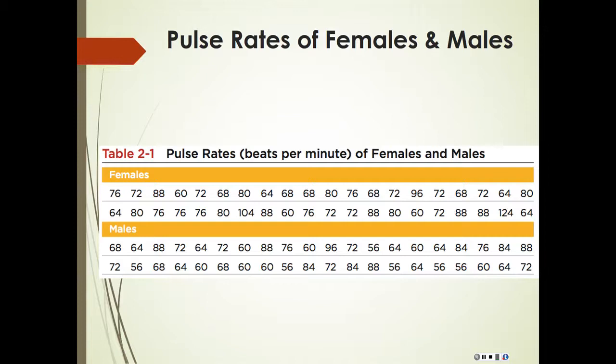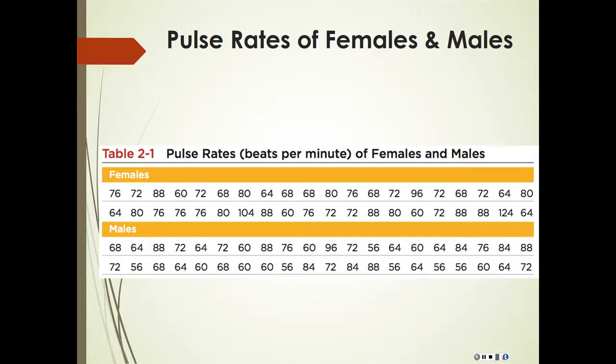So here we've got some data. They have measured, apparently in beats per minute, pulse rates of a bunch of men and women, 40 of each to be accurate. And if you look at that set of data, that's actually a set of what we call bivariate data because there's two different groupings within the data.